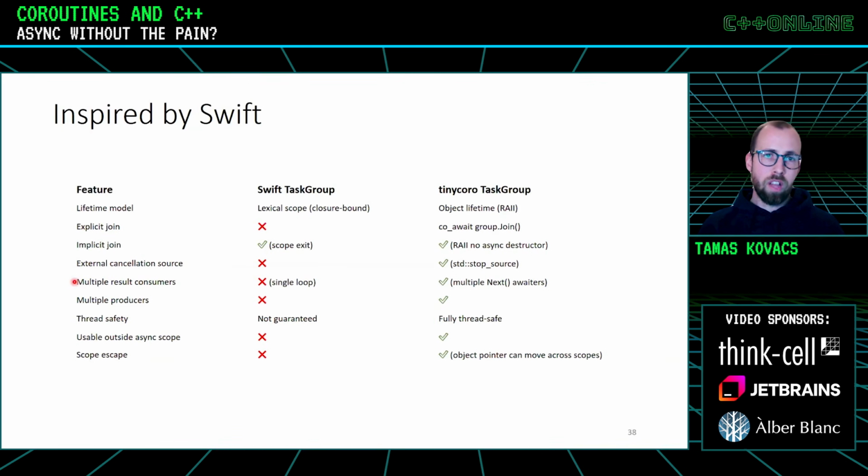Swift task groups in tinycoro are inspired mostly by Swift, but there are also some differences. A Swift task group is tightly bound to lexical scope, which gives very strong safety guarantees, but also limits the flexibility. In C++, we don't really have an async scope in the same sense. That means a task group can be passed around as a pointer anyway, so we cannot prevent that.